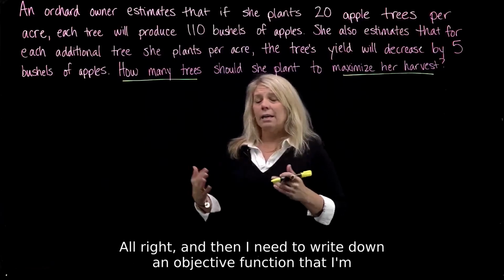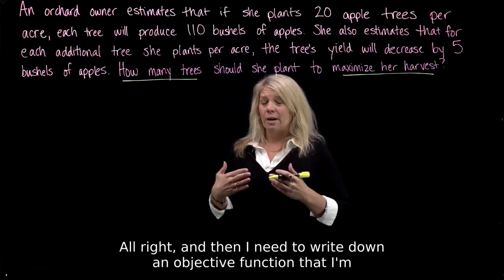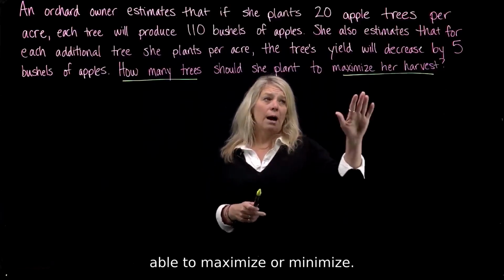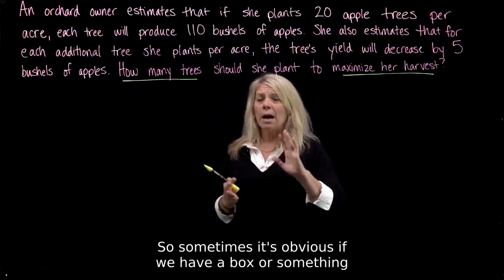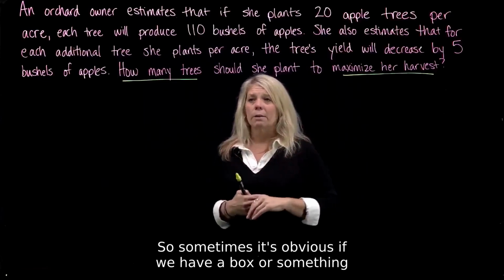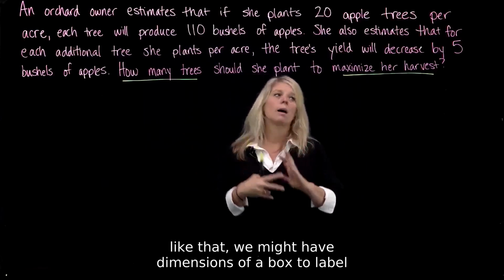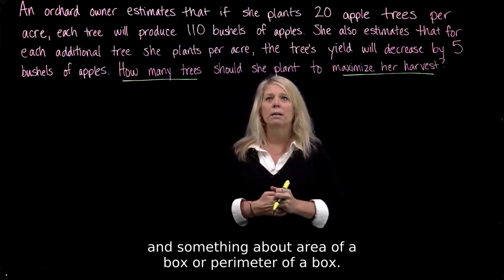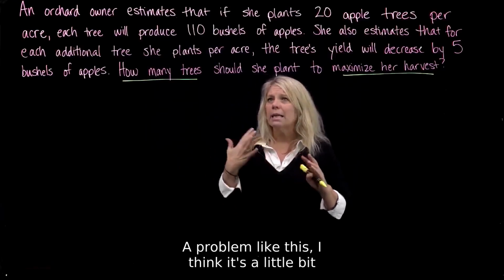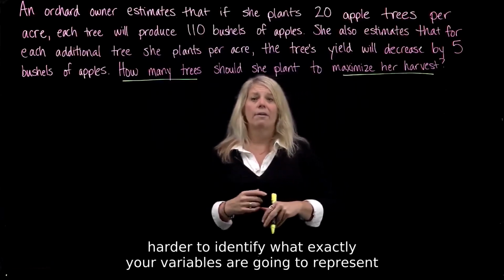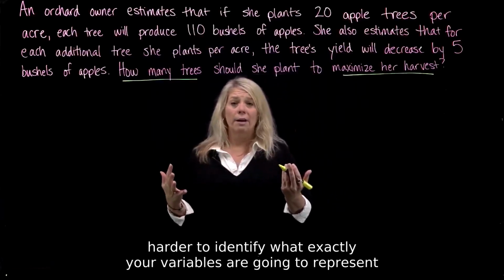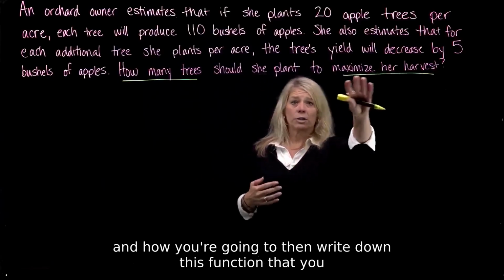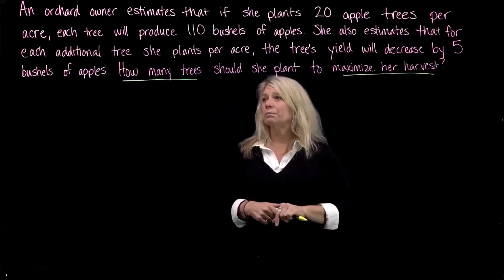All right, and then I need to write down an objective function that I'm able to maximize or minimize. So sometimes it's obvious if we have a box or something like that, we might have dimensions of a box to label and something about area of a box or perimeter of a box. A problem like this, I think it's a little bit harder to identify what exactly your variables are going to represent and how you're going to then write down this function that you want to maximize or minimize.